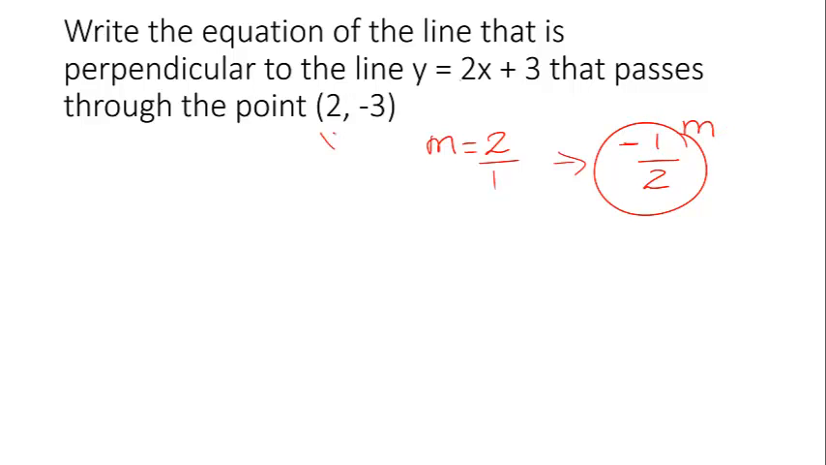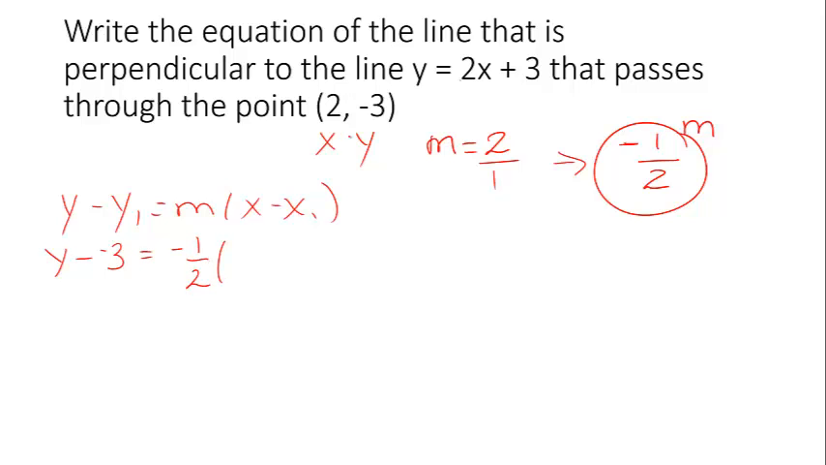I also have that x y ordered pair, which I now have enough information to fill into one of my formulas. I'll start with point slope again. And I can fill in my y value, negative 3. This time my slope is negative 1/2 because the line is perpendicular. And then I'll fill in the x value.